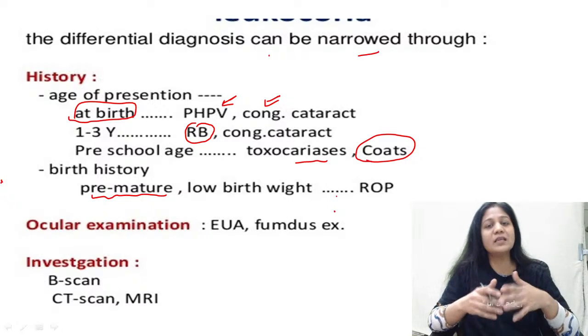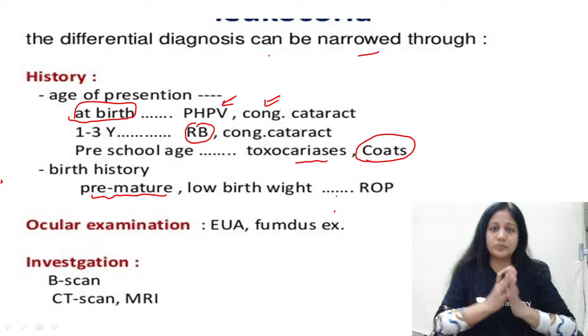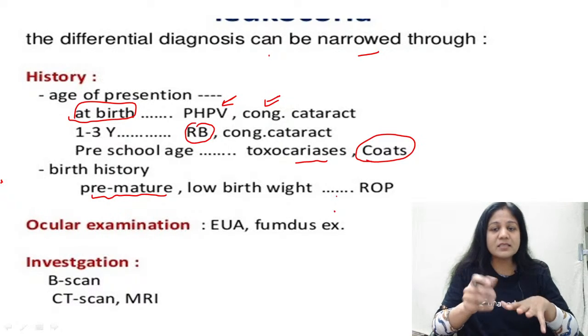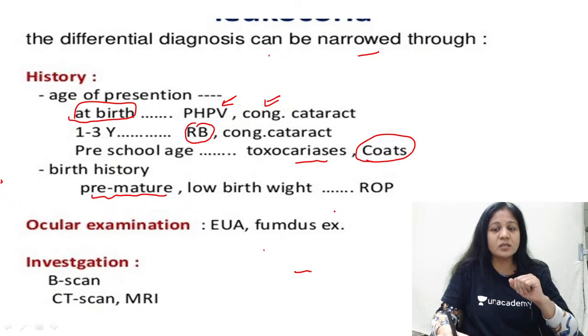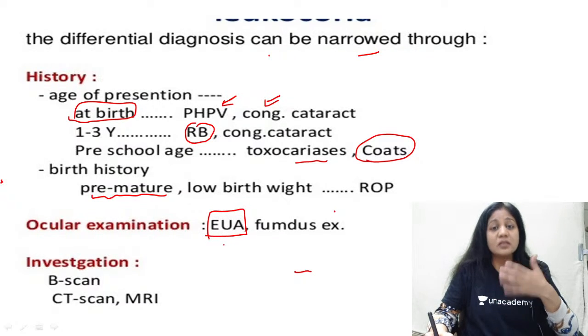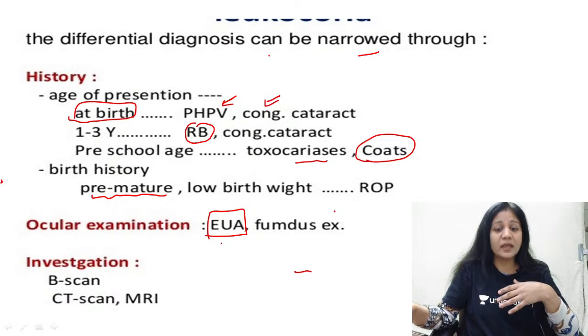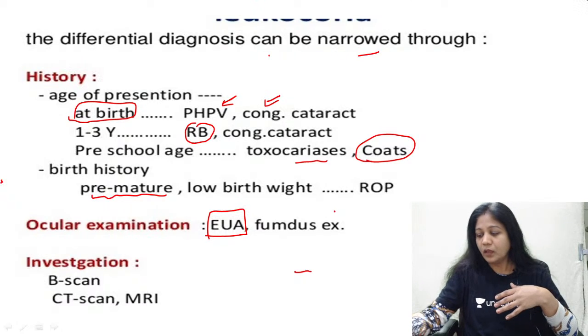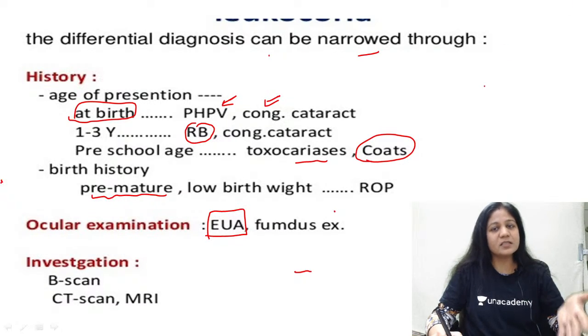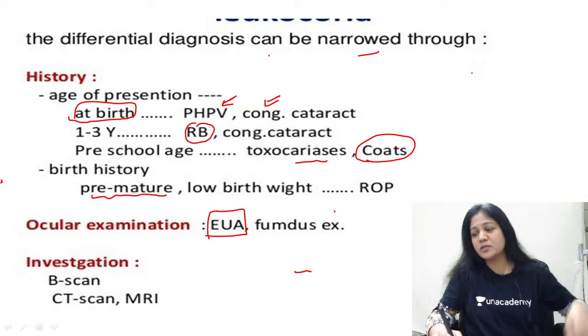Okay, now obviously your examination plays a lot of role, isn't it? So you must undertake the baby under anesthesia. So EUA is examination under anesthesia. You must carry out a fundus examination in detail, right? So this is very, very important. Now guys, investigations, again we'll be discussing about the rest of the investigations as we proceed here.